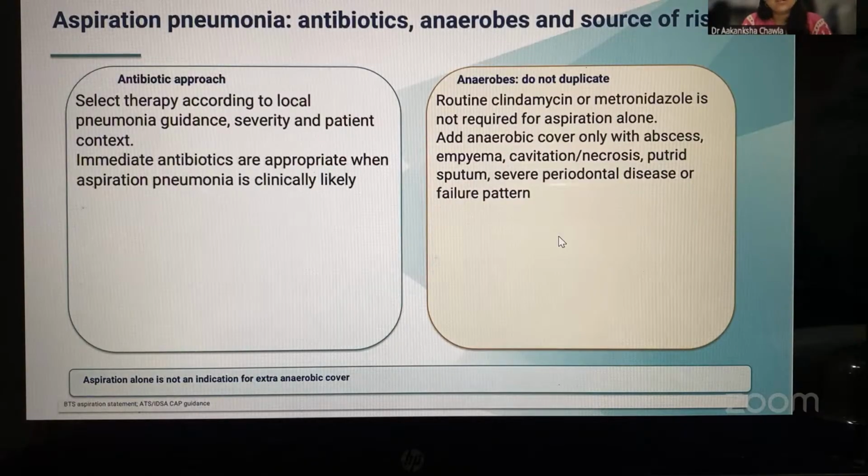If the patient already had severe periodontal disease, or there is no response to your initial therapy. So routinely, anaerobic coverage for aspiration pneumonia is not recommended.